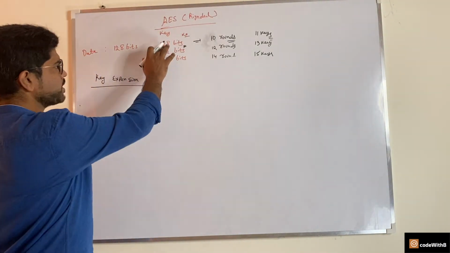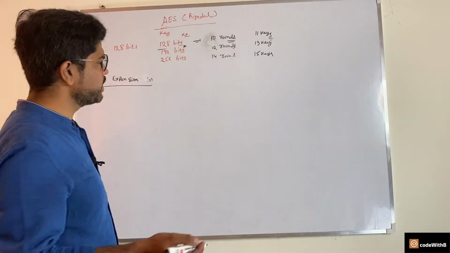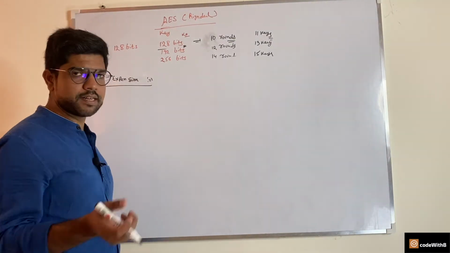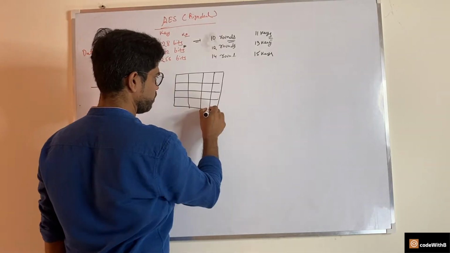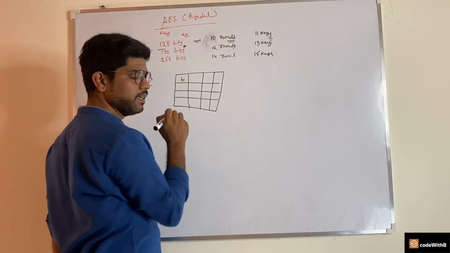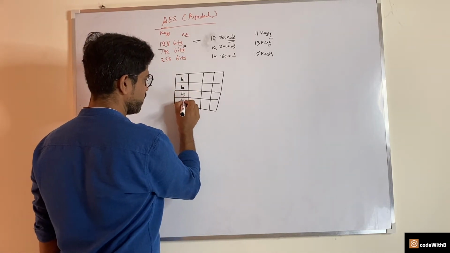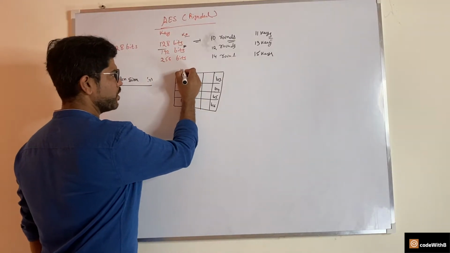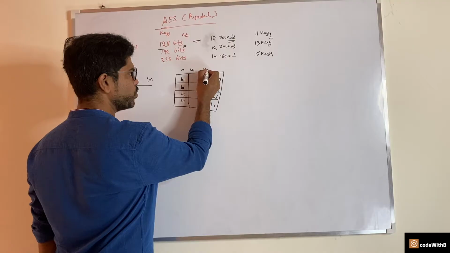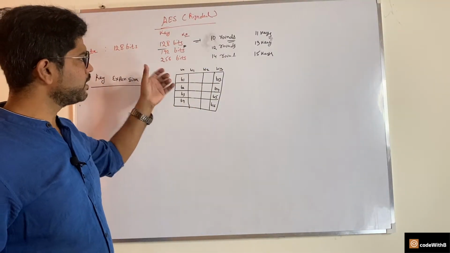If I have to represent this key in a matrix form, I can have a 4x4 matrix where each cell of this matrix represents one byte. So this is representing the first byte, second byte, third byte, fourth byte, and this the 16th byte. This is our first word W0, W1, W2 and W3. The 16 bytes are represented using the 4 words.